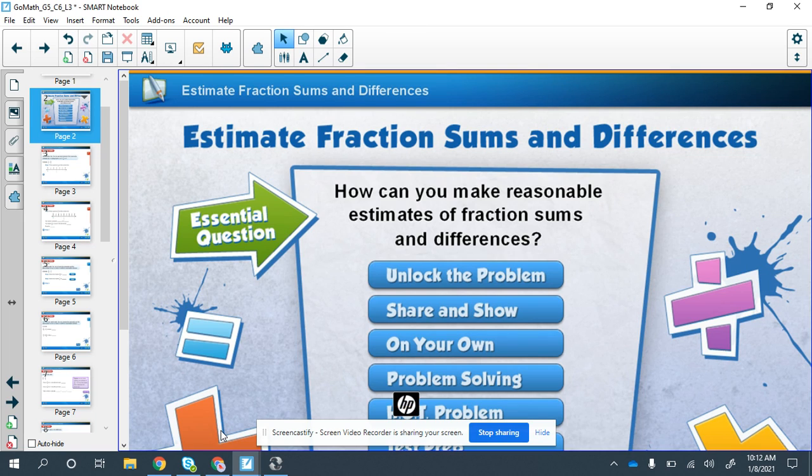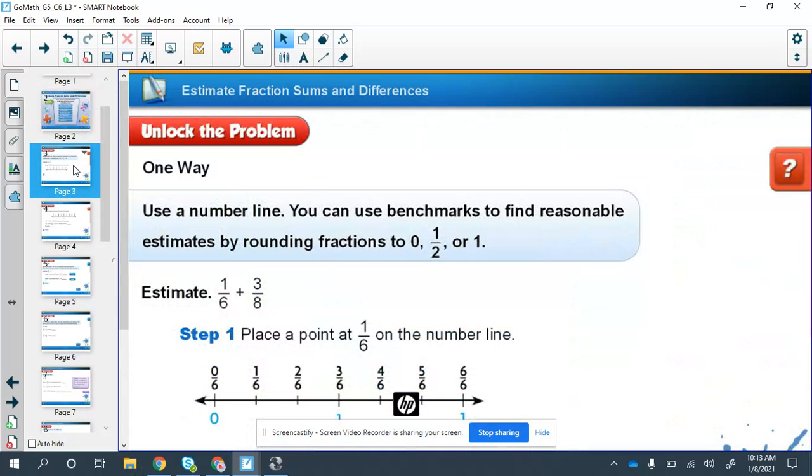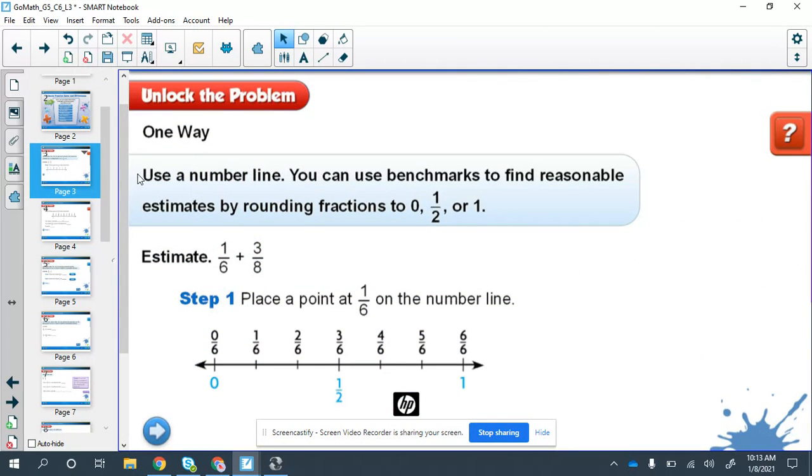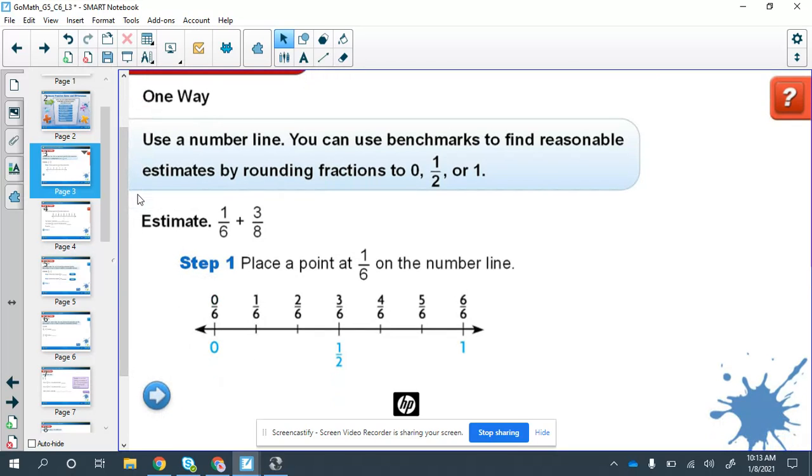Okay, today we're going to be taking a look at lesson 3 out of chapter 6, and we're going to be estimating fractions, sums, and differences. So what we're really going to be doing is using benchmarks to help us make estimates of adding and subtracting fractions. One way that we can do this is we can look at a number line.